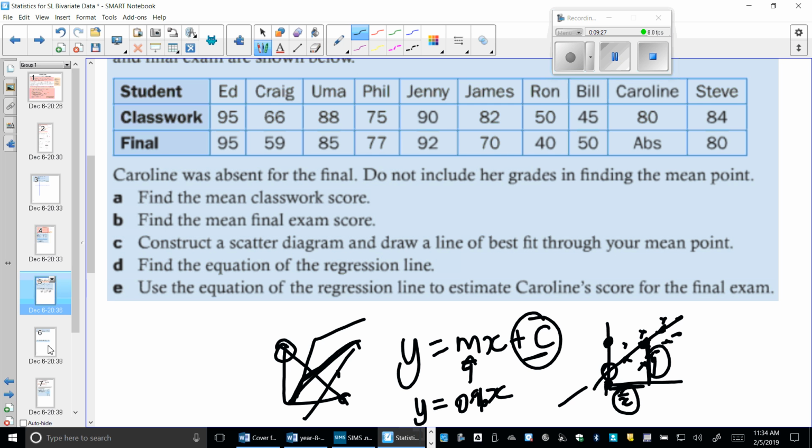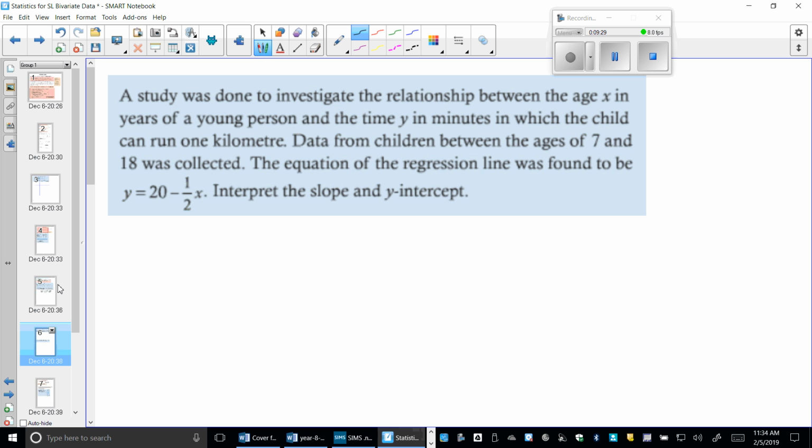Yes? Yeah. What's this one say? So a study was done to investigate the relationship between age in years of a young person and the time in minutes in which a child can run 1 kilometre. Data from children between ages of 7 and 18 was collected. The equation of the regression line was found to be as given. Interpret the slope and the y-intercept.